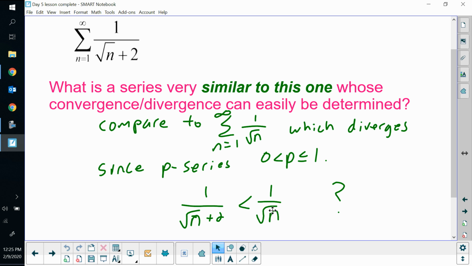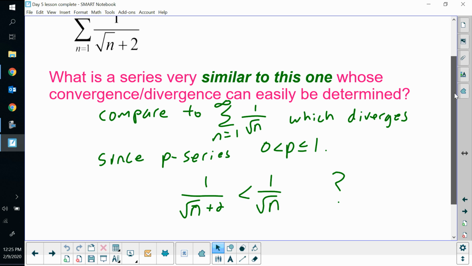Well, if 1 over square root of n diverges, the only thing we can then determine is things bigger than that will also diverge. So therefore, direct comparison test using 1 over square root of n will not work in this case. We cannot make a determination about things smaller than something that diverges. So we are going to need another test.